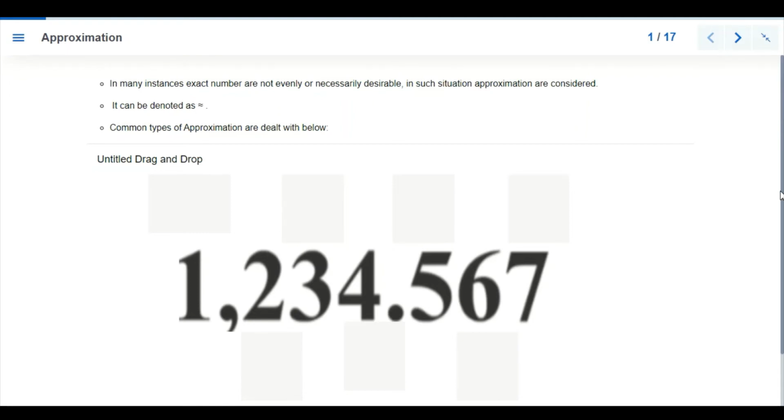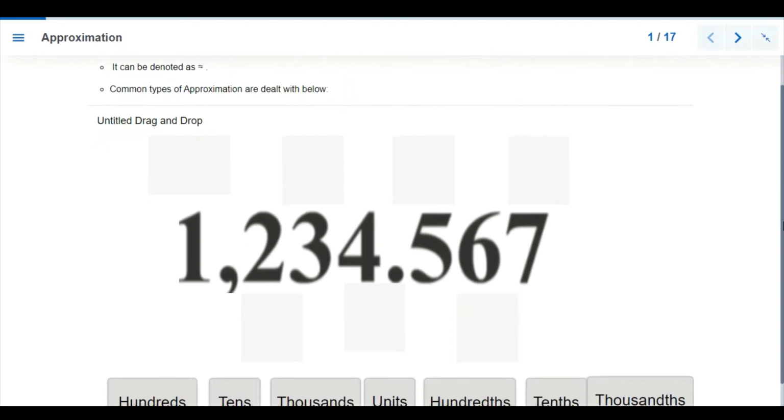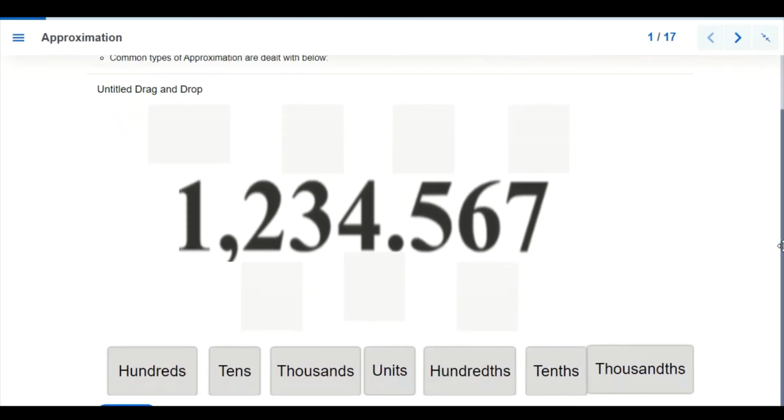Another approximation will still make use of figures in words. That is, when we are writing in thousands, we write in hundreds, we write in tens, and we write in units. And when we have a decimal point, it changes from the lowest to the highest.